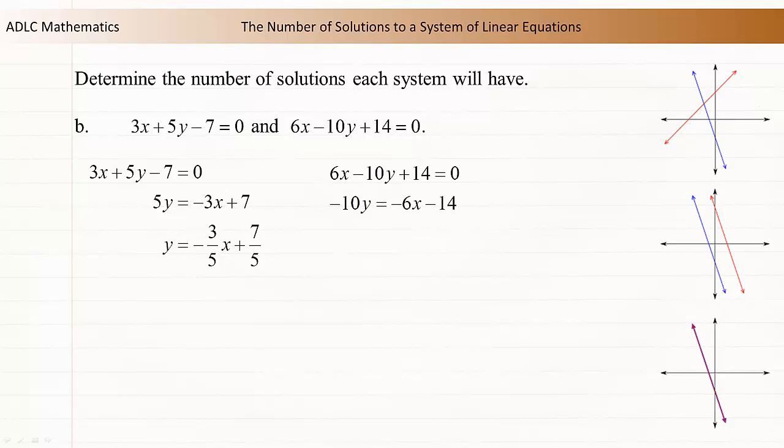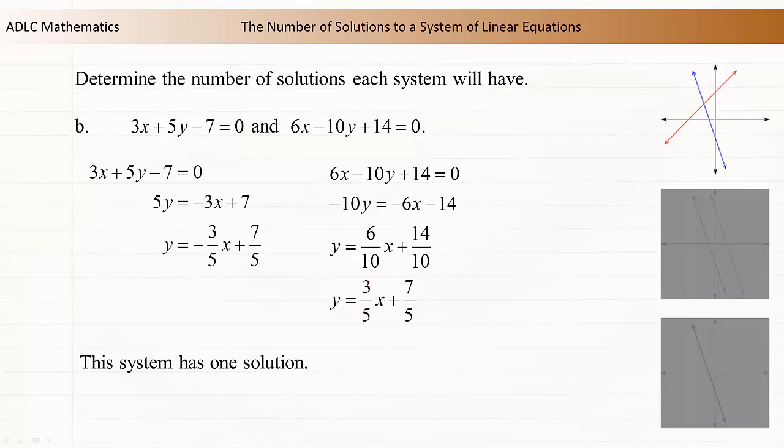Subtract 6x and 14 from both sides of the equation. Divide both sides of the equation by negative 10 and simplify. This equation is now in slope-intercept form. The slope of the first line is negative 3/5, and the slope of the second line is 3/5. The two slopes are different, so the two lines will intersect once. The system has one solution.